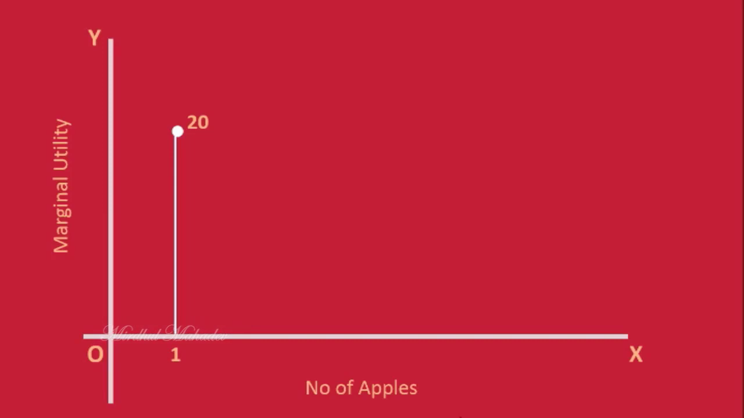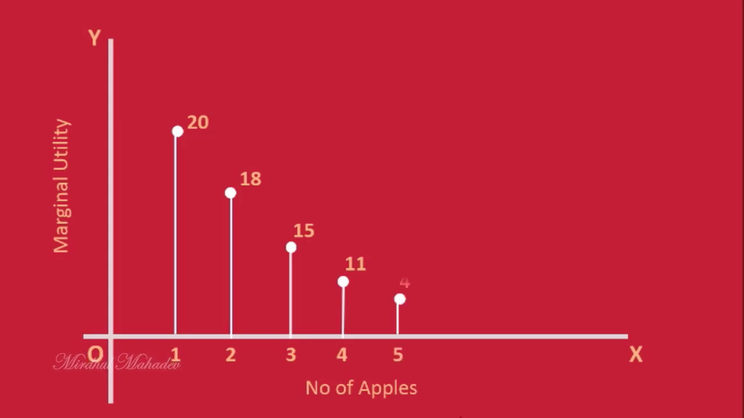20 units of utility from the first apple, 18 units from the second one, 15 units from the third, 11 units from the fourth, and 4 units from the fifth. Join all the points with the help of a smooth curve. It is the marginal utility curve. It slopes downwards from left to right.